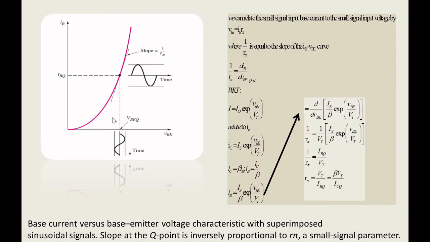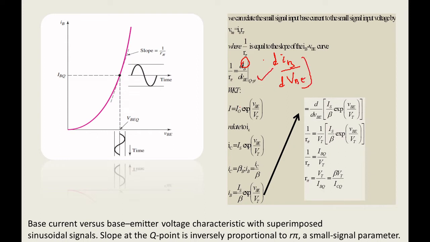Continuing to that, you can see I have given it clearly, step by step. The slope is 1 by R pi because it is plotted for IB versus VB. So the 1 by R pi is nothing but the changes of your IB with respect to the changes of your VB. So that's what is given clearly.